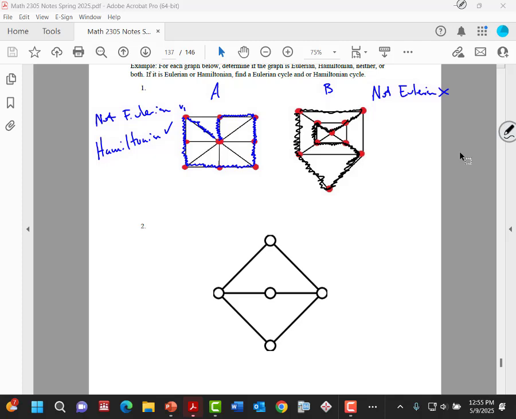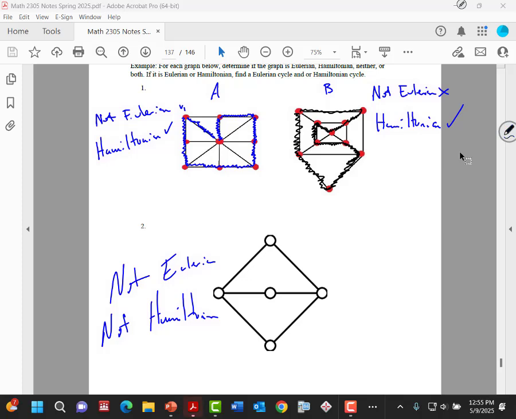Two. This graph right here is not Eulerian. Oh, I forgot to say that this one was Hamiltonian. This is not Eulerian because these guys right here have odd degree. So remember, for it to be Eulerian, every single vertex has to have even degree. Okay. So this guy is not Eulerian. My claim, it is also not Hamiltonian.